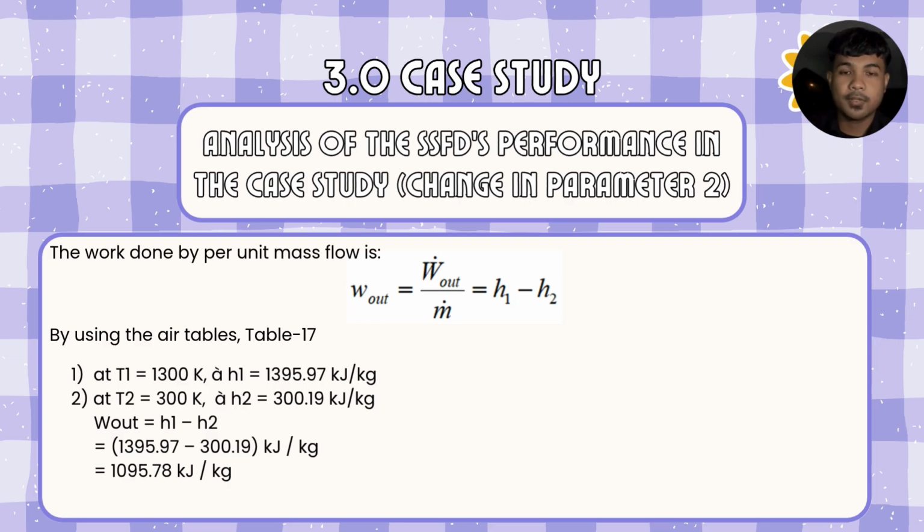Substituting these values into the equation, the work done per unit mass by the turbine was calculated as 1395.97 minus 300.19 equals 1095.78 kJ per kilogram, confirming the turbine's work production.